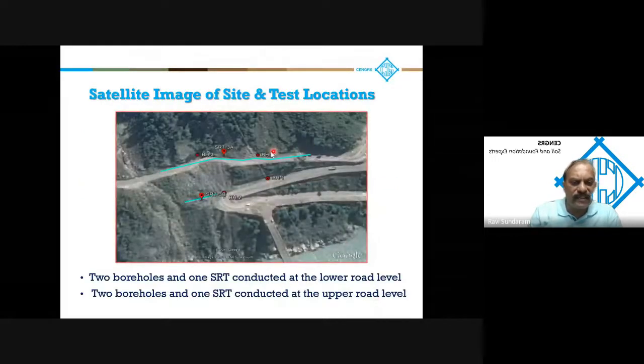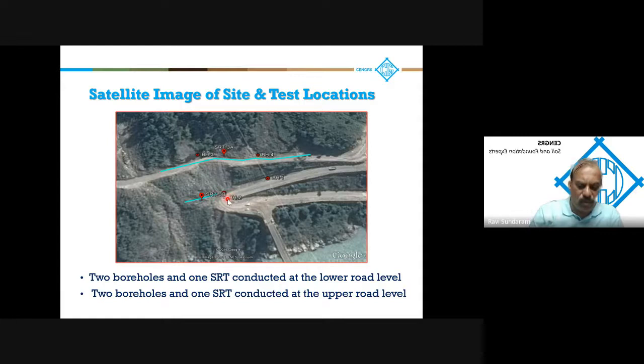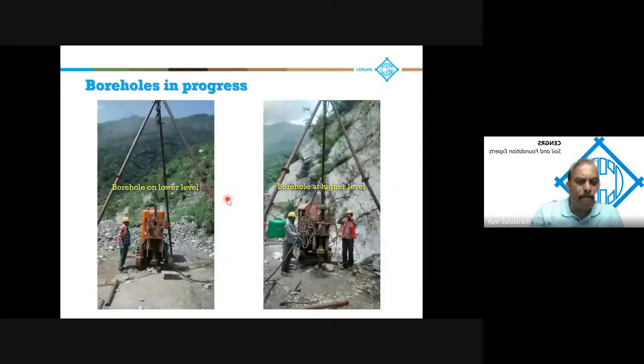So this shows the test locations. We had 2 boreholes on the upper side and 2 boreholes on the lower side, as well as seismic refraction lines along the upper side of the hairpin bend and on the lower side of the lower road level. This shows the boreholes in progress at the lower level and at the higher level. You can see here the unfavorable dip of the rocks.